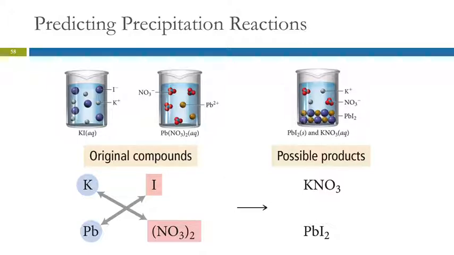But we can look at whether potassium is going to have a relationship with nitrate or lead with iodide. So what we're thinking here is we've got two couples coming to this party. They're just casual with each other. And we're going to swap partners and see if magic happens, see if chemistry happens. If it does, we've got a precipitate. If it doesn't, it was just a bunch of people getting together and hanging out.